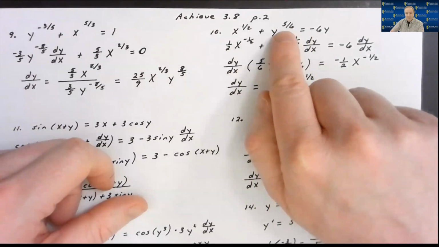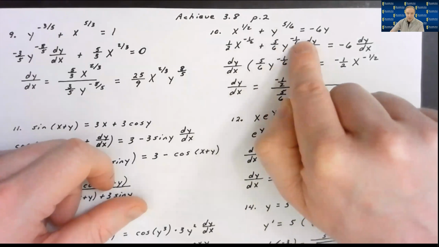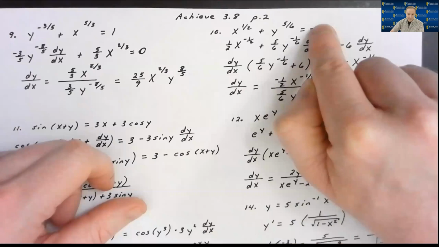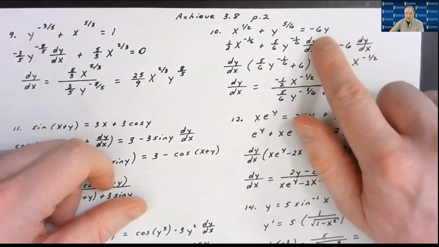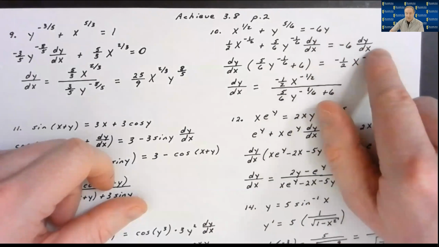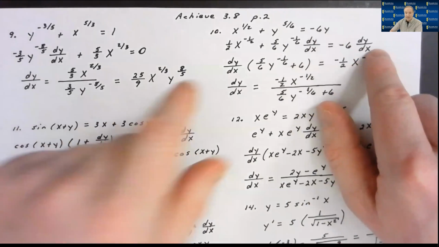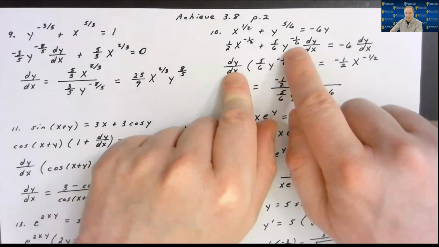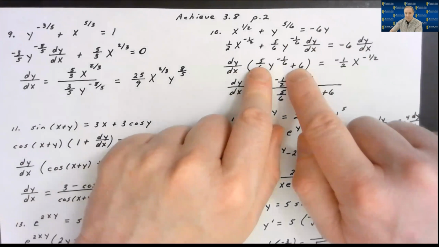But now the y to the 5/6, more tricky. I have to worry about the derivative of the inside. So I'll have 5 over 6 times y to the 1 lower power, negative 1/6, times the derivative of y, which is dy/dx. Now, on the right-hand side, the derivative of negative 6y becomes negative 6 dy/dx. I want to get the two dy/dx terms on the left-hand side. I go ahead and factor it out. My first term is going to be 5/6 y to the negative 1/6. This term, when it moves over, is going to give me a plus 6.